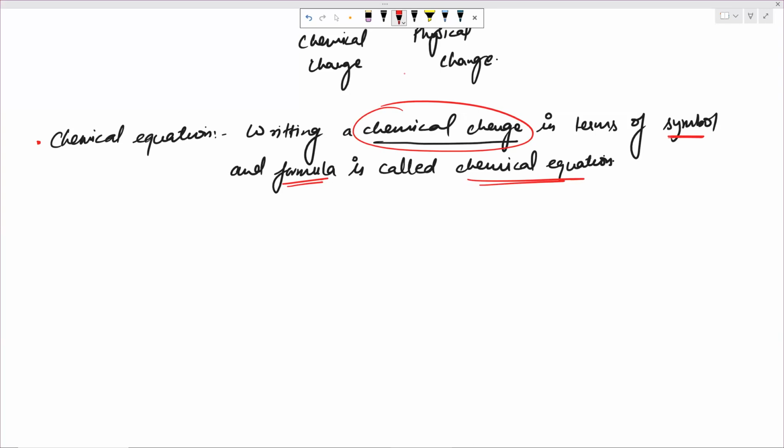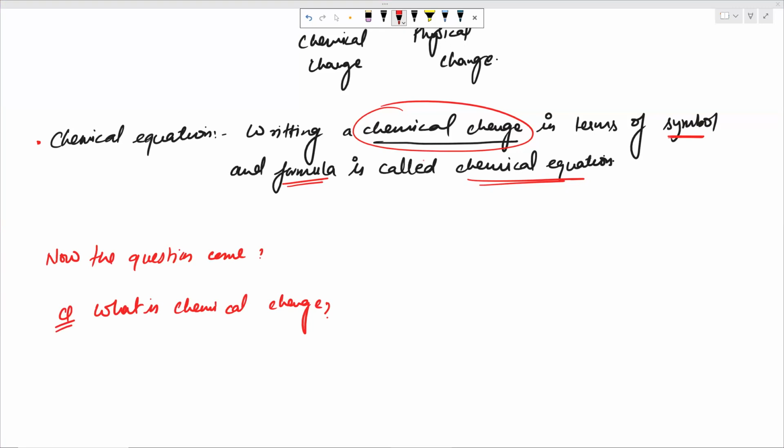When you're done, please let me know. The question is, what is chemical change? Can you tell me what is chemical change? When a new substance is formed with new chemical properties. Yeah, very good. So if I simply say, what is a chemical change? We can say it is the change in which a new substance is formed, having entirely different chemical properties from its constituents.